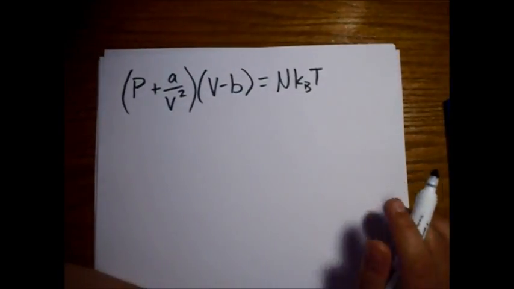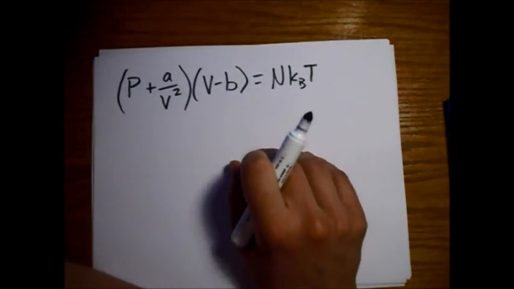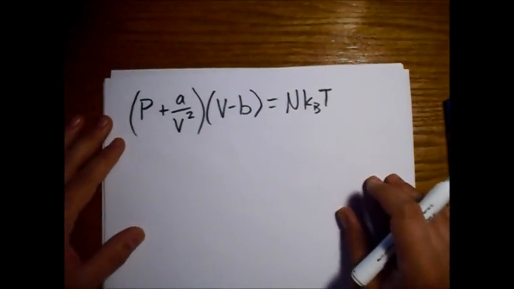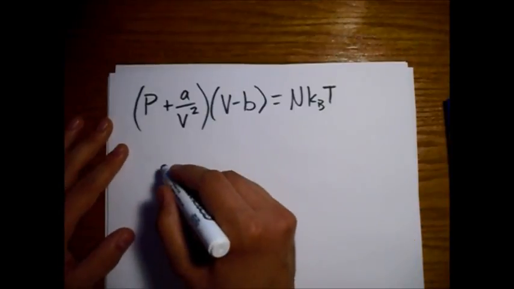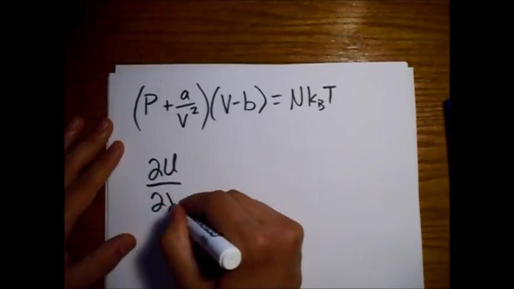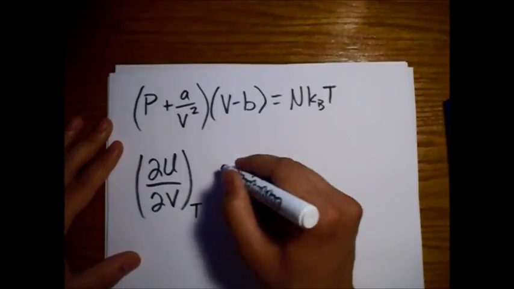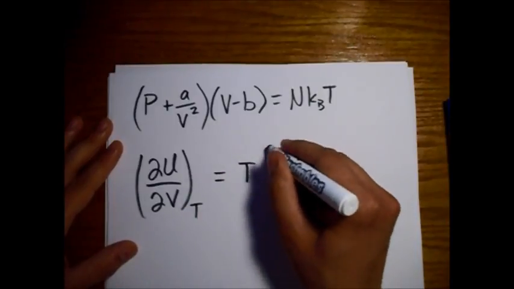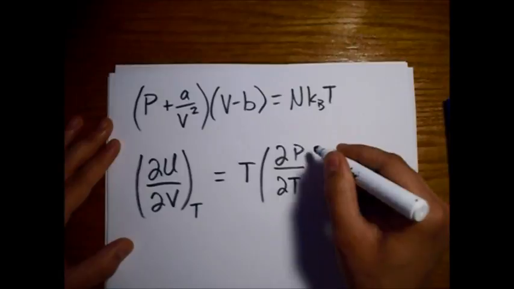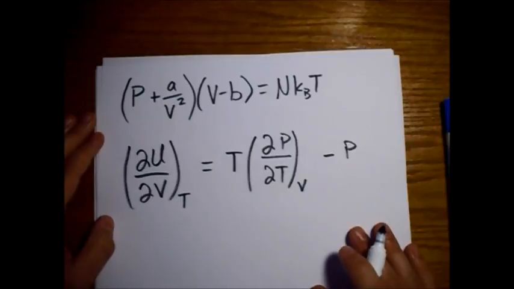Alright, so we're going to be looking at the van der Waals gas, that's my American pronunciation of it. And this is the equation of state for van der Waals gas. First we're going to use this thermodynamic relation: the derivative of the internal energy with respect to the volume at constant temperature is equal to T times the derivative of the pressure with respect to temperature at constant volume, minus the pressure, okay?